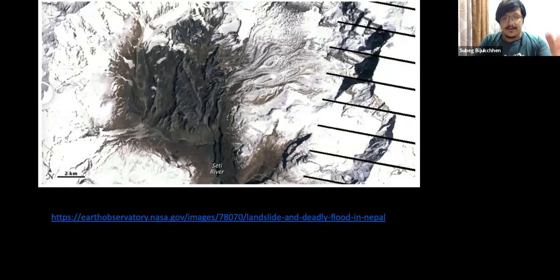This one I will show you. I think this was in 2010, 12, maybe 10. It was in the upper reaches of the Seti River, Seti meaning the Seti Gandaki in the Gandaki region. This is the Annapurna range here. What happened was that the Seti River starts from Annapurna here, and then there was a rock avalanche. It's a landslide, of course, but from snow.